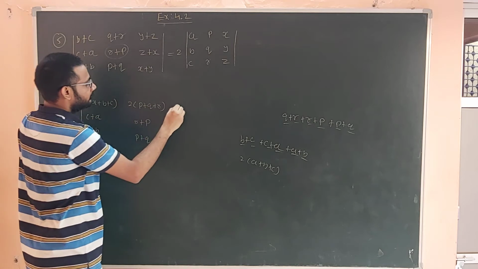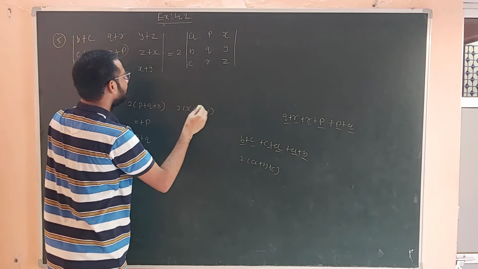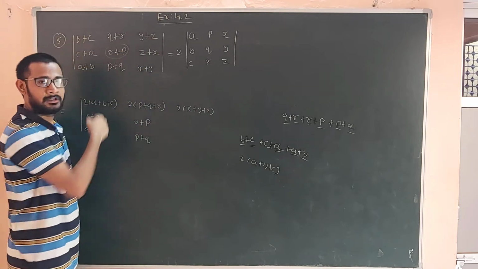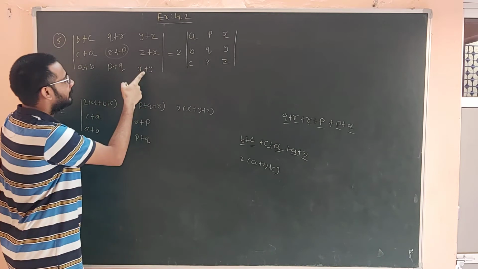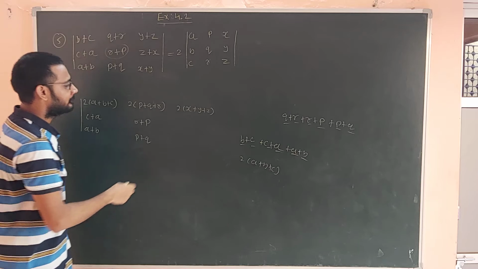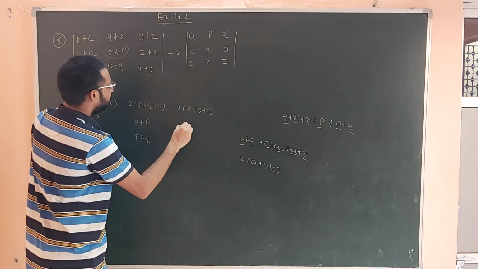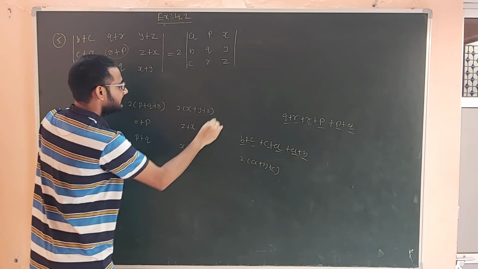Here also we get 2 into x plus y plus z. Because if we multiply z plus x with 1 and add into the y plus z, and when we multiply x plus y with 1 and add into the y plus z, we will get 2 into x plus y plus z. Then write z plus x as it is, then x plus y as it is.